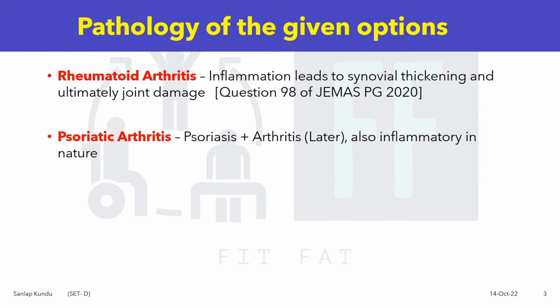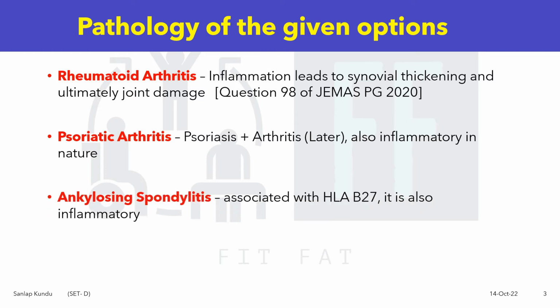Second is psoriatic arthritis. Again, as the name suggests, there is psoriasis which happens much earlier in the body, and later there is joint involvement in the form of arthritis, and it is also inflammatory in nature. The third is ankylosing spondylitis, and from the name we can guess that there will be ankylosis of the joint at the later part of the disease. It is associated with HLA-B27, and it is also inflammatory. Now remember, the diseases which are associated with HLA-B27 are generally autoimmune in nature.